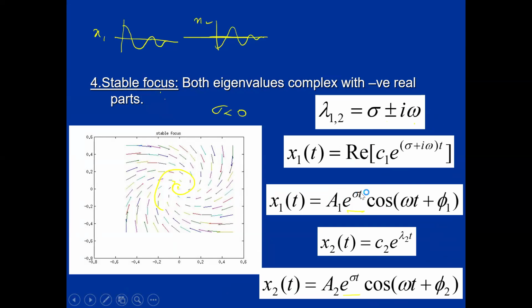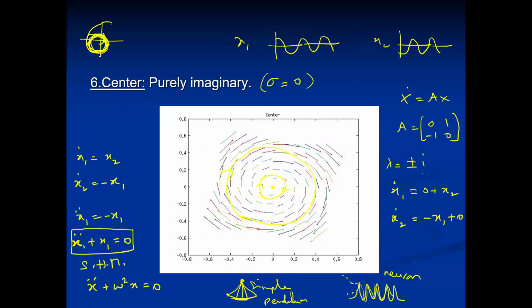Then the exponential part in this x of t term is not there. It becomes 1. So you only have two cosines with some phase difference: cos of omega t plus phi 1, cos of omega t plus phi 2. So x1 of t is a cosine, x2 of t is a cosine. If you plot one cosine against the other with some phase difference, what do you get? You get a circle.